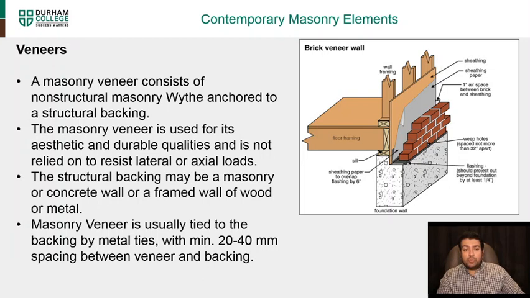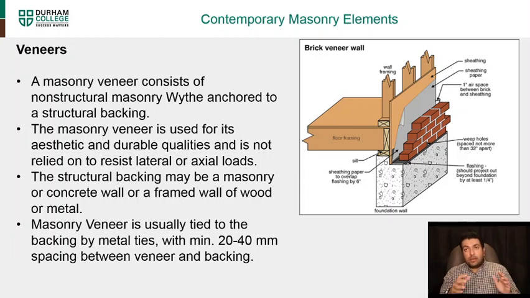The structural backing may be masonry, a concrete wall, or a framed wood or metal wall. Masonry veneer is usually tied to the backing with metal ties. So you'll see in here, it is tied by metal ties, and you have a 20 to 40 millimeter spacing between the veneer and the backing.